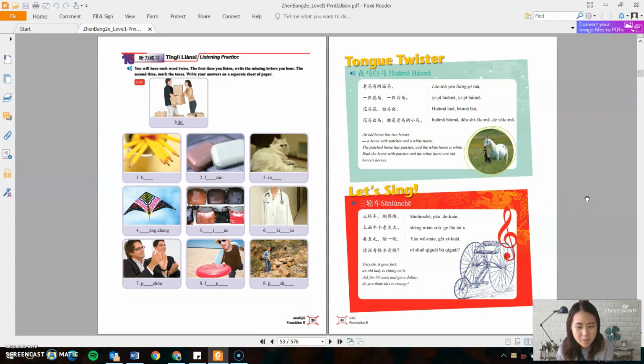Okay, I'm not going to sing because I don't know the tune to this, but I will say the tongue twister and this, I'm going to say this as a poem and we will say it together. Okay? All right. Tongue twister.